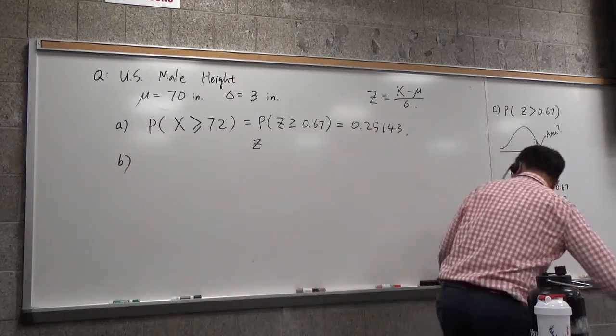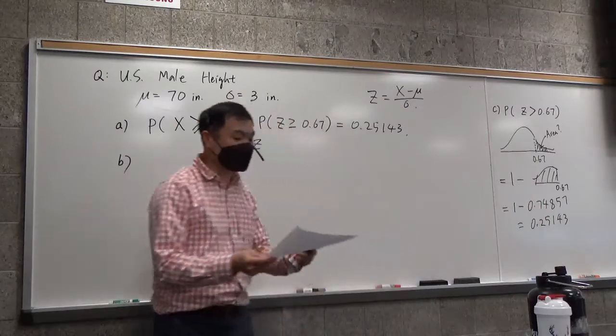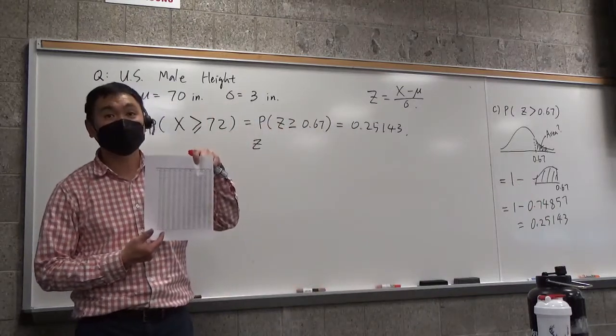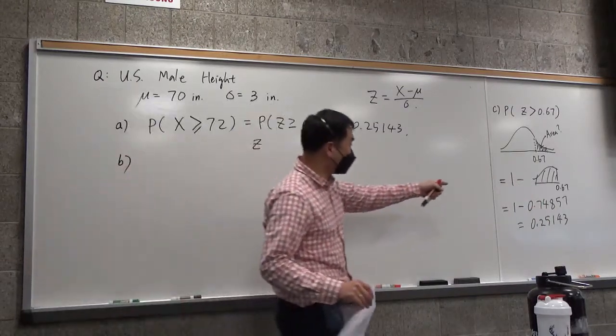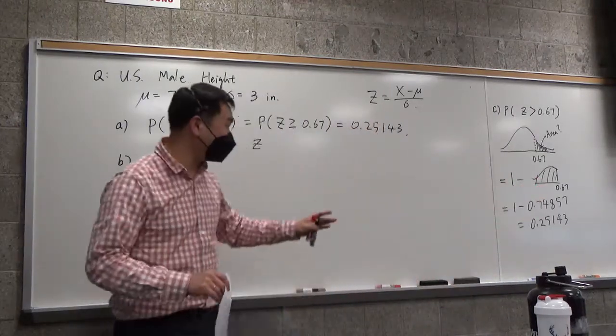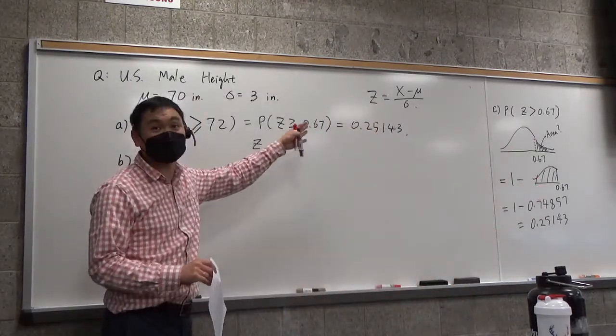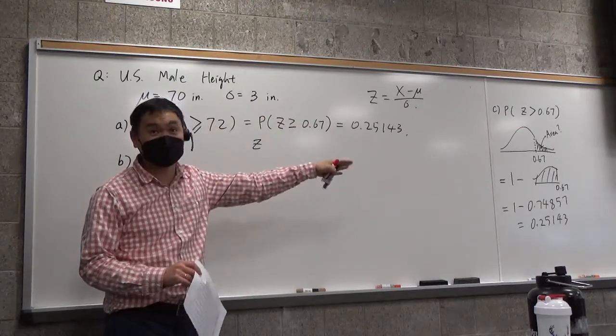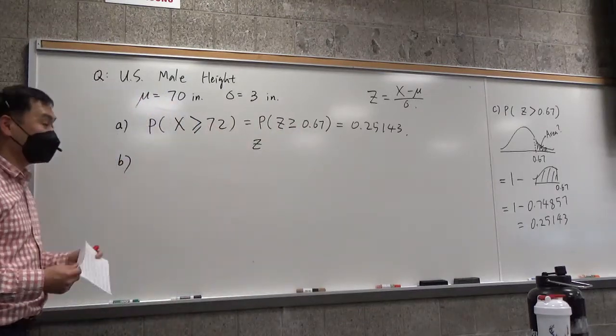So the question is, how do we get this? Well, you will have to use this table, the z-score table, and then you have to do this calculation, 1 minus that. I'm just using the old one, but you have to do that if this was given without that part.